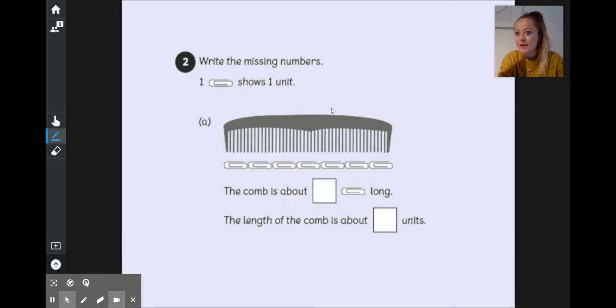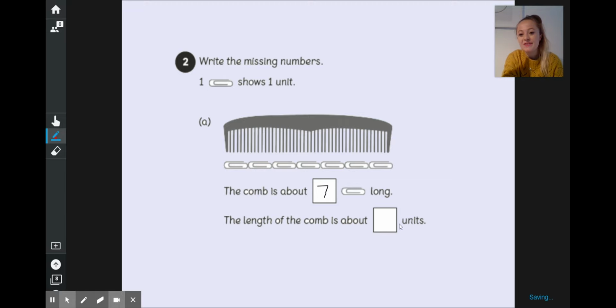Next, you have got some counting to do and some measuring. Here, it gives us the clue. One paperclip shows 1 unit. That's what we've just spoken about. So when we're measuring using things, we call that thing the unit that we are measuring with. So here, a unit is a paperclip. The comb is about 1, 2, 3, 4, 5, 6, 7. So the comb is about 7 paperclips long.